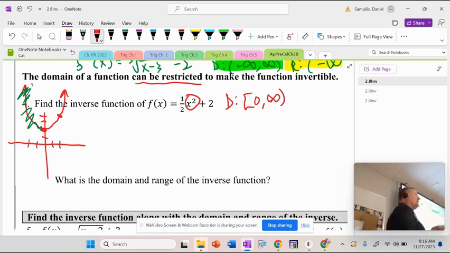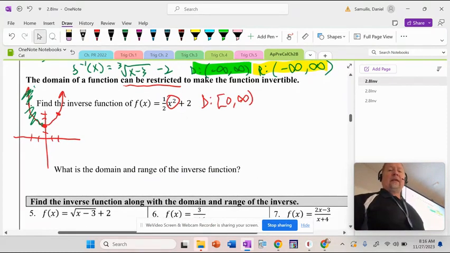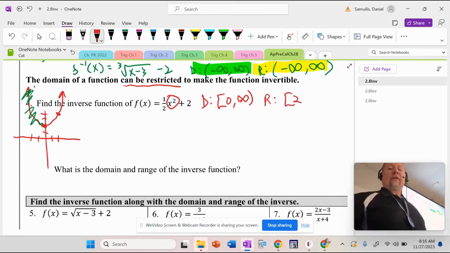It limits what I input, so therefore it limits my outputs. And therefore I won't get those repeating outputs. That really cannot be said any better why we do this. The range, 2 to infinity, would still be the output values.